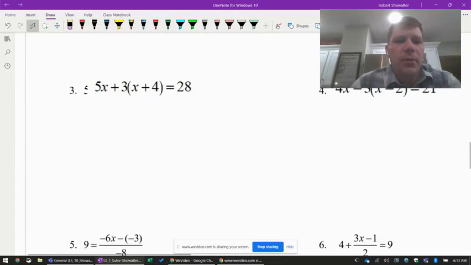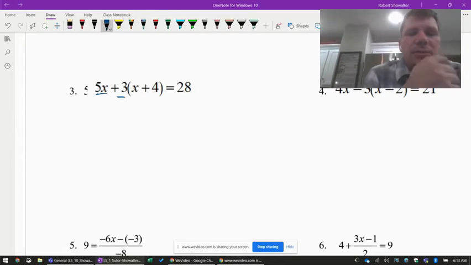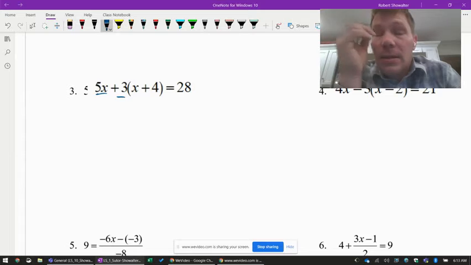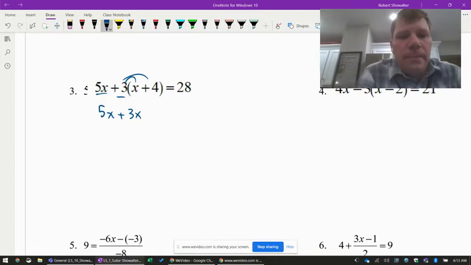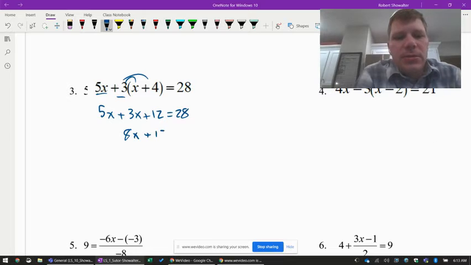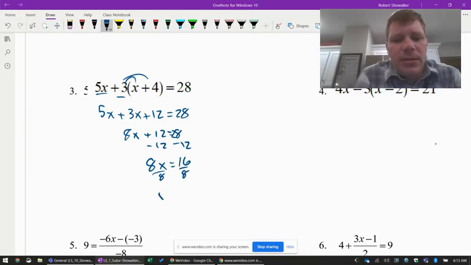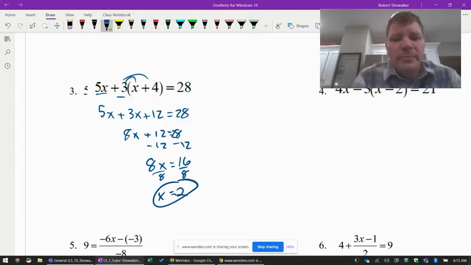We go. Number 3. So this is tempting to go ahead and combine those, but they're not like terms, so we can't. But what we can do is distribute this to simplify it a little bit. Here, plus 12 equals 28. 5x plus 3x is 8x. Plus 12 equals 28. Minus 12, minus 12. Sorry about that being so sloppy. And we get 8x equals 16. Divide by 8, divide by 8. And we get x equals 2.